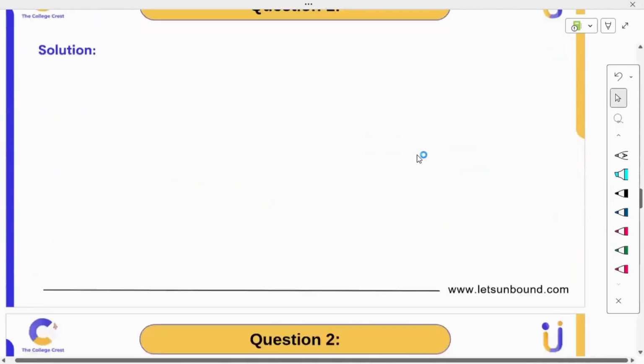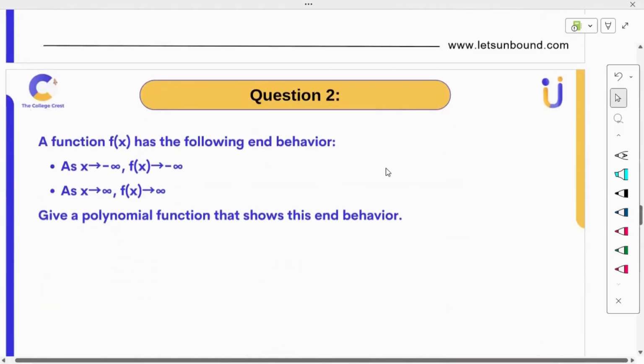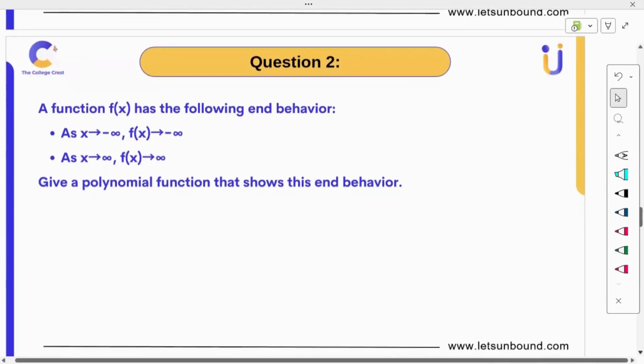Okay, moving to question 2. A function f has the following end behavior. As x tends to minus infinity, f of x tends to minus infinity. As x tends to positive infinity, f of x tends to positive infinity. Okay, so if it behaves like minus infinity, plus infinity, we know this is odd degree. Odd degree and positive coefficient, or you can even quickly sketch this. Positive leading coefficient.